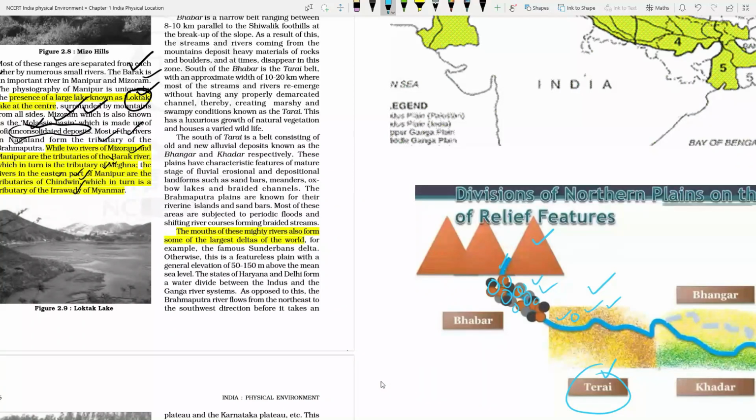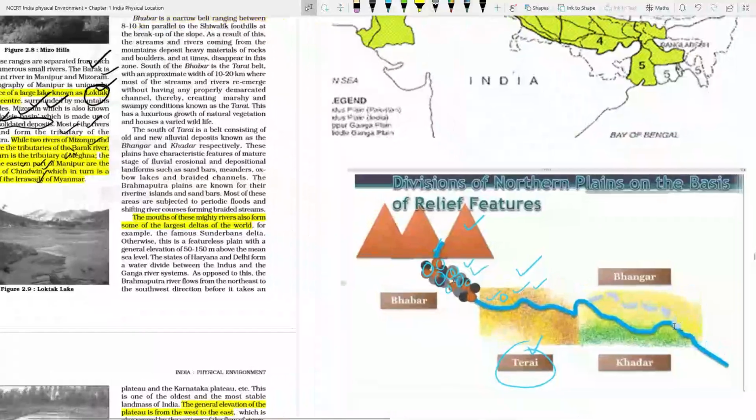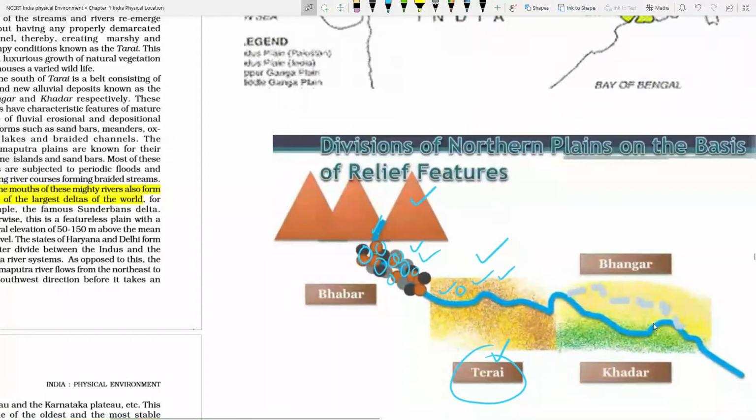Once it is reaching the plain area, you can see there is a new alluvial soil which has been brought by this river, which is very near to the channel of the river. You can find this khadar. This is fresh alluvial soil which has been brought.